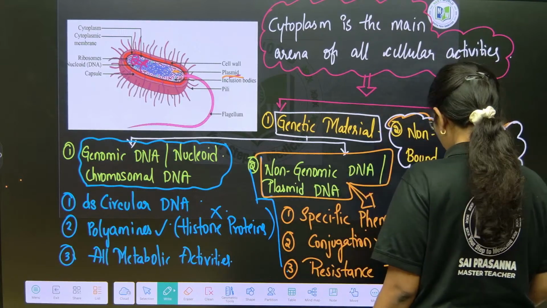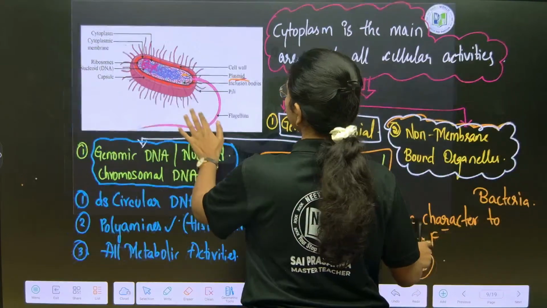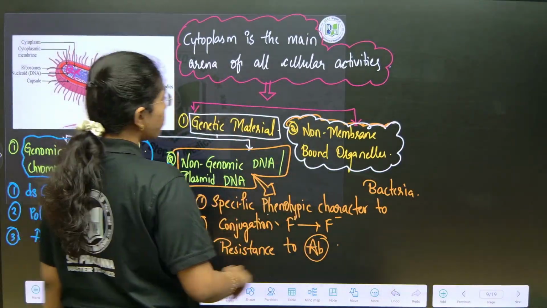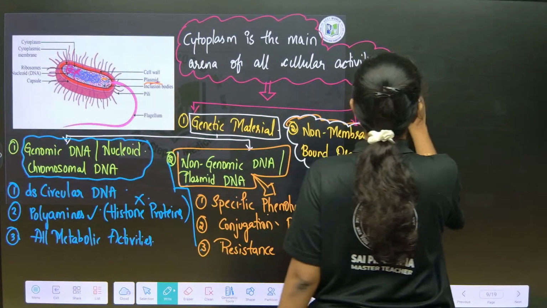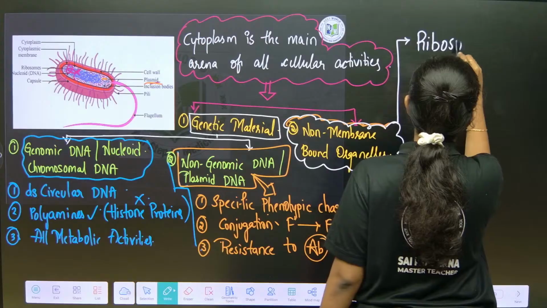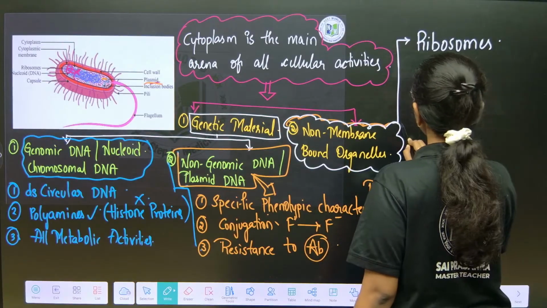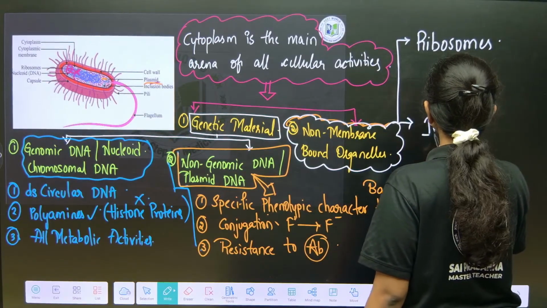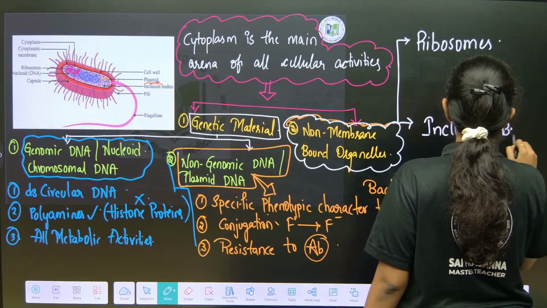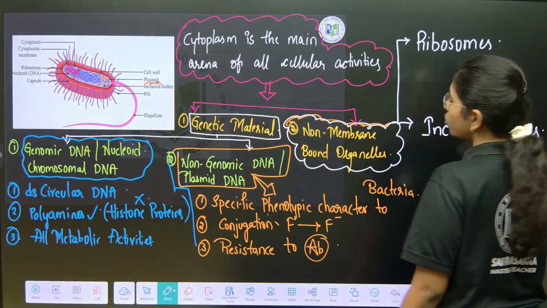Here we go with non-membrane bound organelles. Look here. Non-membrane bound organelles include ribosomes and, second, inclusion bodies. First we will speak about ribosomes.